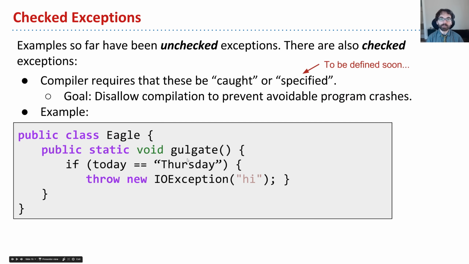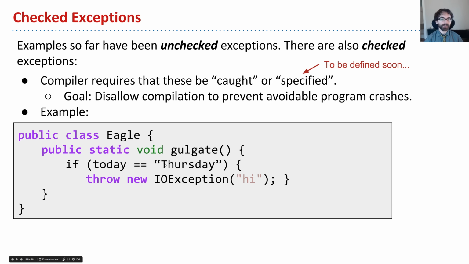All of our examples so far have been so-called unchecked exceptions. However, as we just saw, there's something else. There are also checked exceptions, and these the compiler requires be caught or specified, and I'll say what specified is in a moment. The basic philosophy behind this is that the Java compiler wants to prevent any situation where there's an avoidable crash that could have been handled. And we'll philosophize at the end of this little section about what exactly that means.